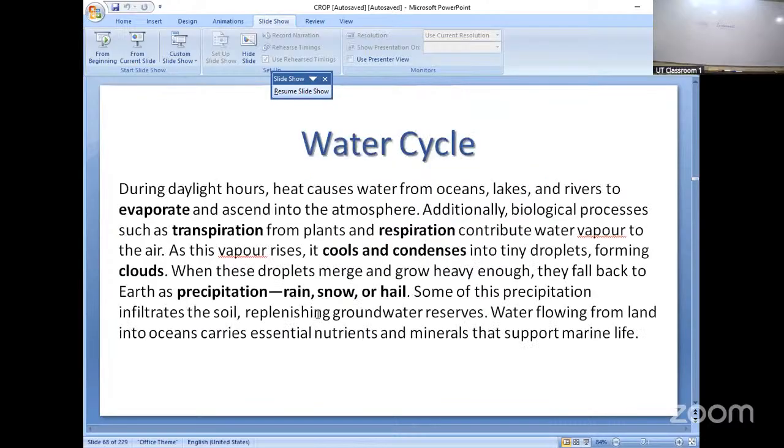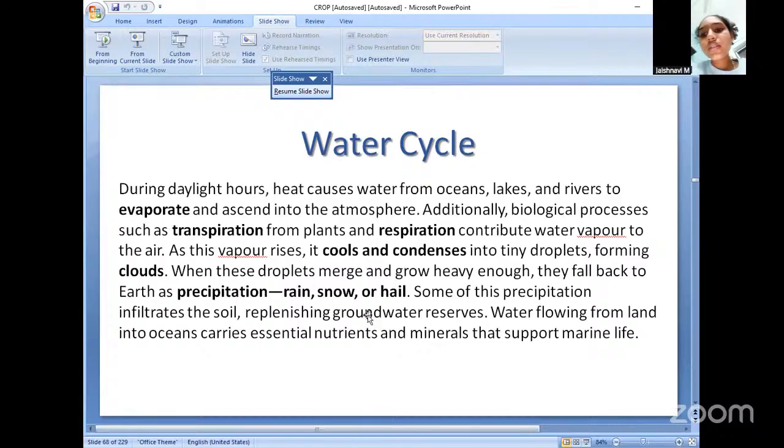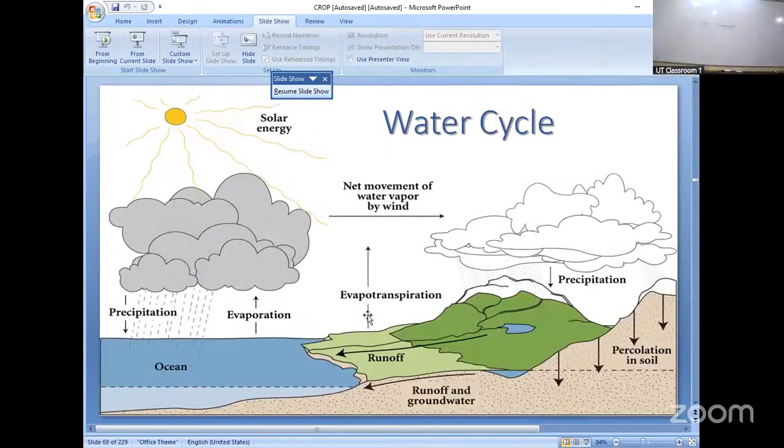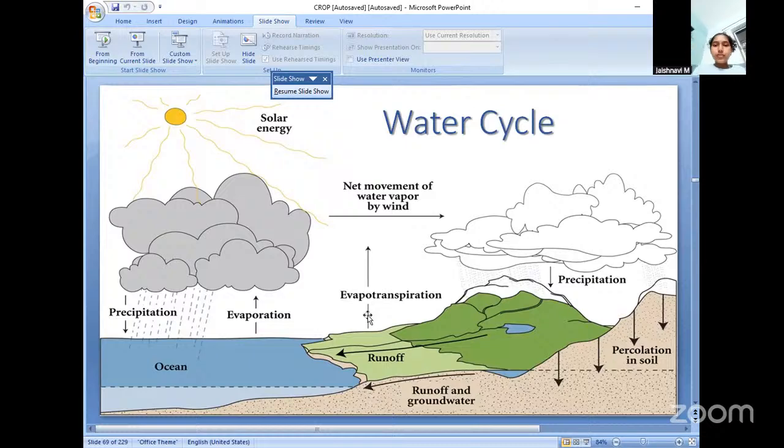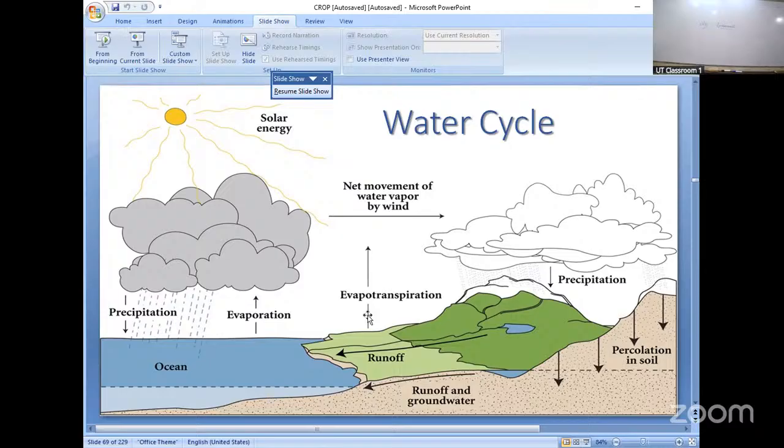First is the water cycle. Water cycle is very common. I think you must know this water cycle. Can you describe this water cycle? Just study the given figure and describe.